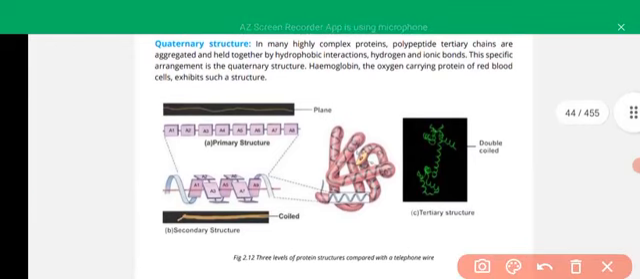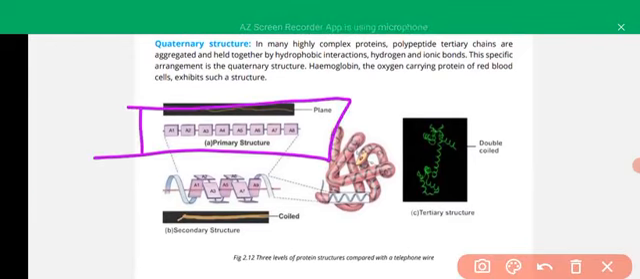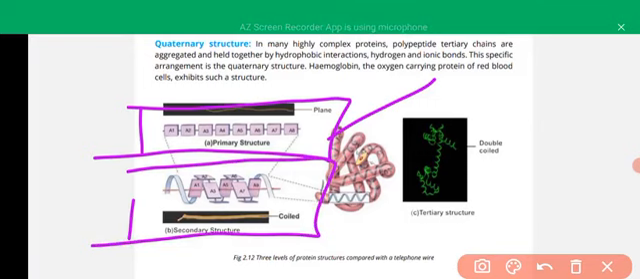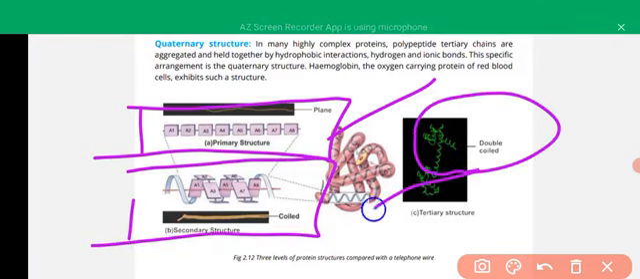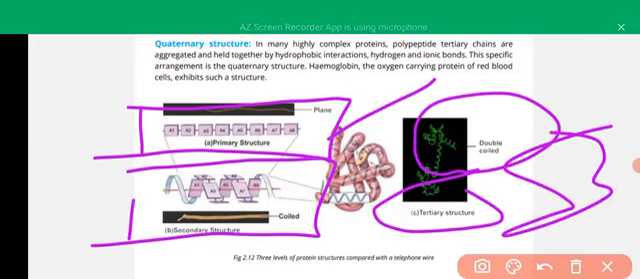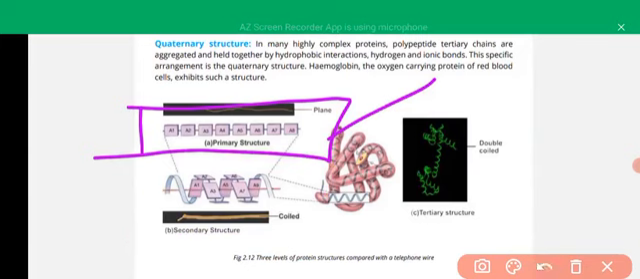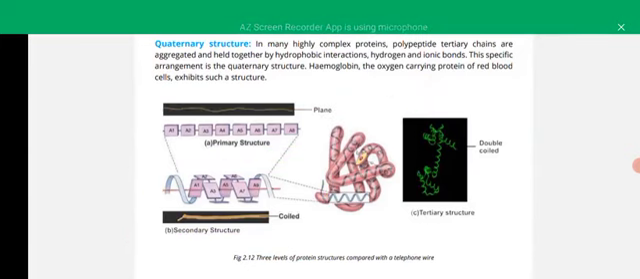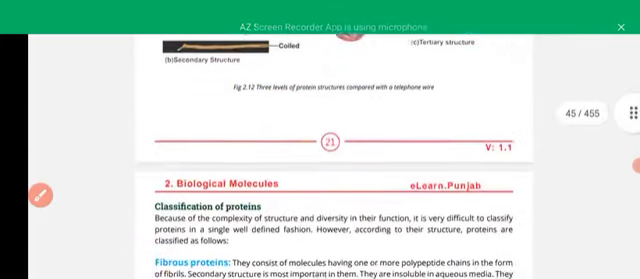Here are the important structures: the sequence of amino acids is the primary structure. Then bending and coiling is called the secondary structure. Then the double coil is the tertiary structure of amino acids. And when more than two chains are found in a protein, they form the quaternary structure.